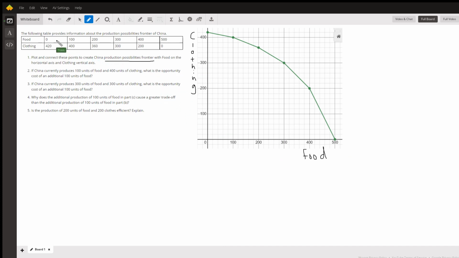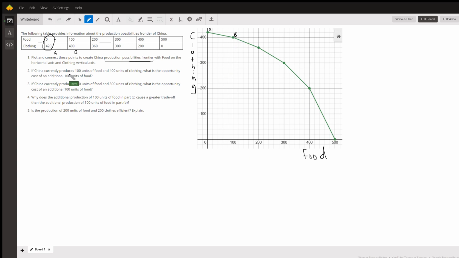So this first combination right here, 0 food and 420 units of clothing, that's this point right here. We could call that A. So you could even label the points if you wanted to. And then this would be 100 units of food and 400 units of clothing. That could be B, so on and so forth if you wanted to label all of those points.